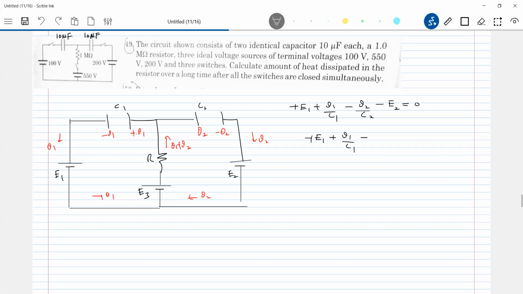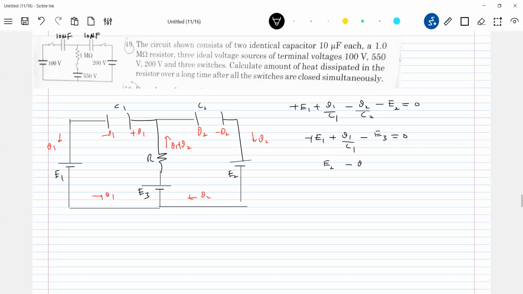And at steady state, the current through the resistor will be 0. Minus E3 will be 0. Or one more equation I'll write: E2 plus Q2 by C2 minus E3 equal to 0. Three loops are there, no? Three loop equations I'll write. Of course, the unknowns are only Q1 and Q2. Solving that, we'll get Q1 and Q2. I ended up like this: Q1 equal to 4.5 millicoulombs.